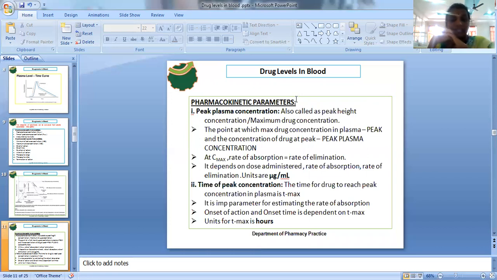First, what are the three pharmacokinetic parameters? Peak plasma concentration, time of peak concentration, and AUC, which is considered the area under the curve.